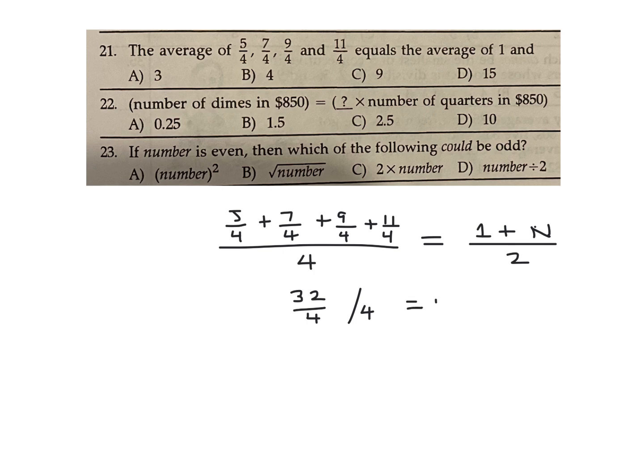Divided by 4 is equal to 1 plus n over 2. So 32 over 4 is 8, and then divide by 4 again, so that's 2. And then cross multiply, you get 4 is equal to 1 plus n, and therefore n is equal to 3. Number 21, the answer is A.